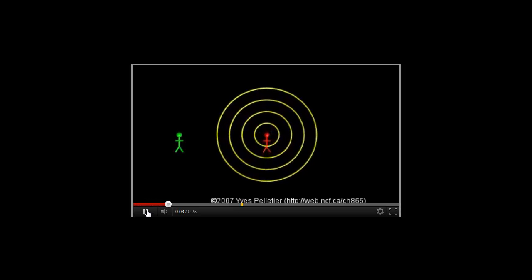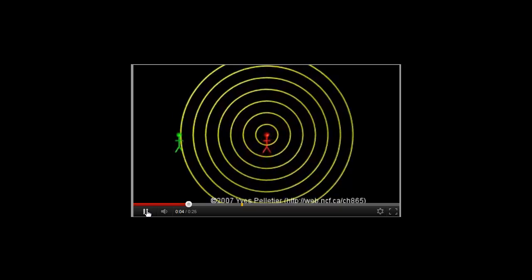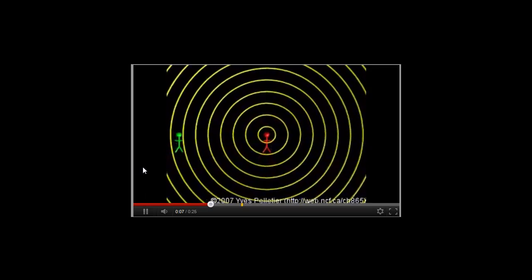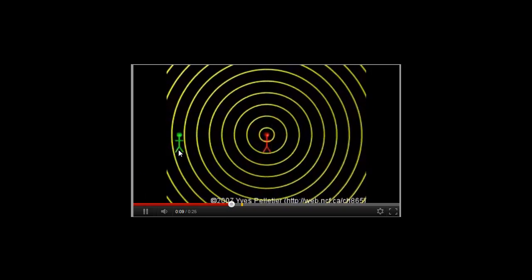What's going to happen in this simulation is that the source at the center will send out waves and will remain stationary, while the observer on the left will move toward the source. Initially there will be no motion, but then you'll notice the observer begin moving toward the source. And we have to ask ourselves, what will this observer notice different as he or she moves toward the source?